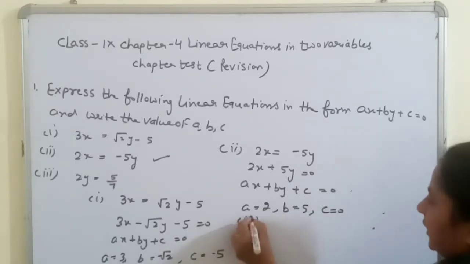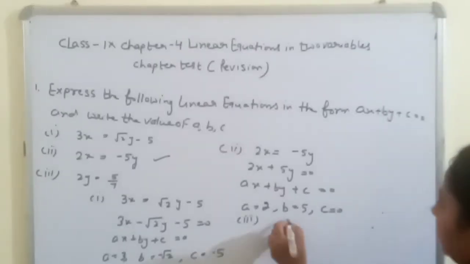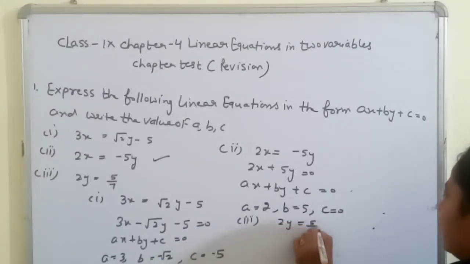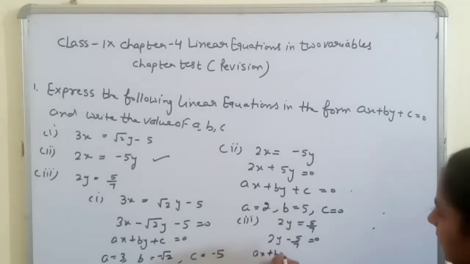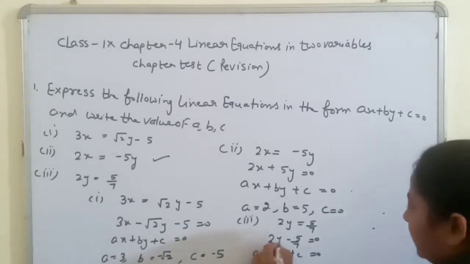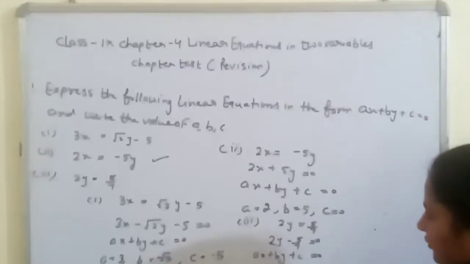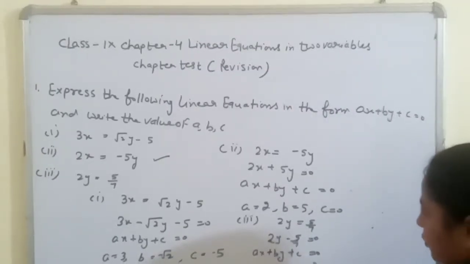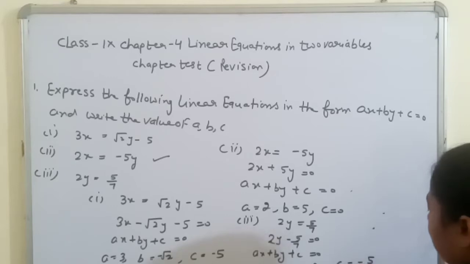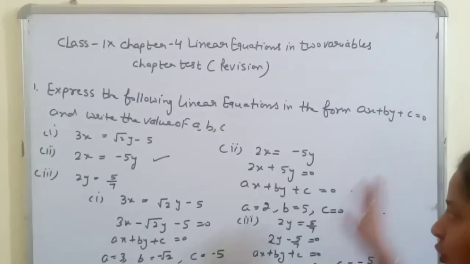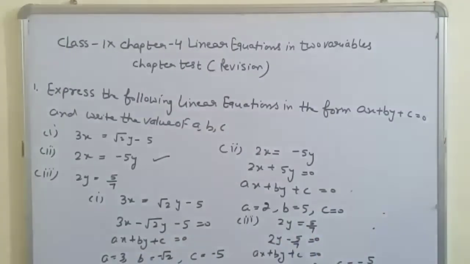Similarly let's check the third part. In the third part the statement is 2y equal to 5 by 7, that is 2y minus 5 by 7 equal to 0. So when we compare it with ax plus by plus c equal to 0, the x variable is missing here. So in the place of x we will write 0, and b is 2, c is minus 5 by 7. This was the question. Hope it's clear to you. After that let's start question second.